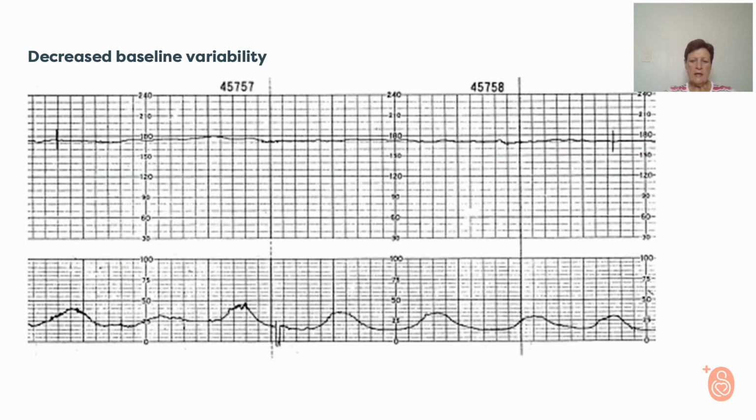Here you have an example of tachycardia. If you look at this graph, you can see here's 150, 160, 170, and 180 beats per minute. So we have a fetal heart rate here of just below 180 beats per minute. And you can also see that there's very little variability present as well.